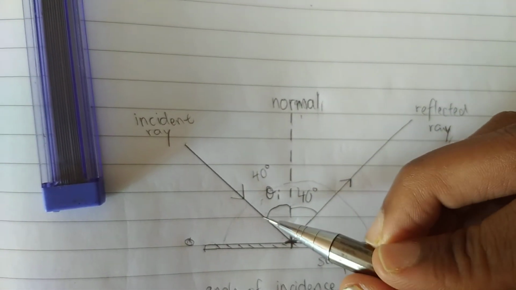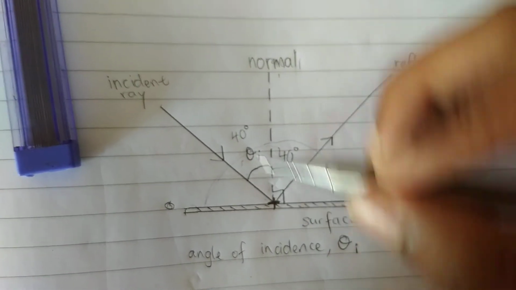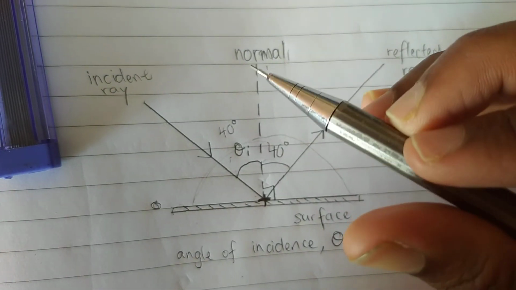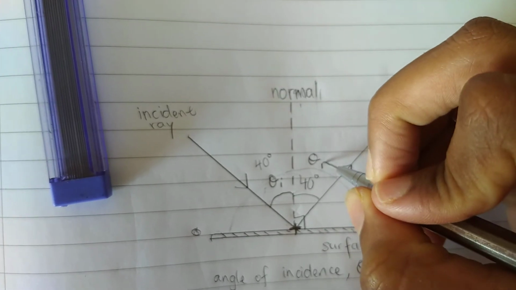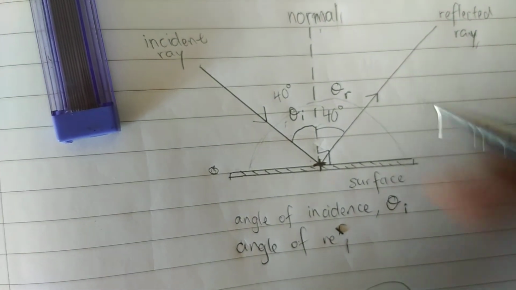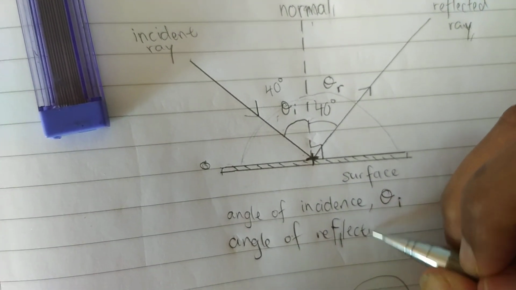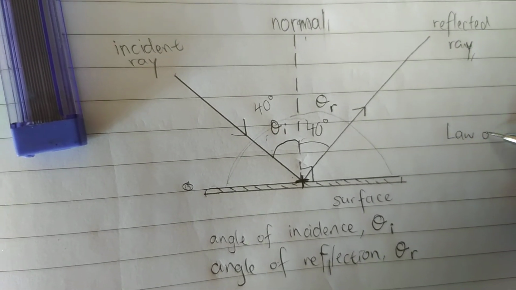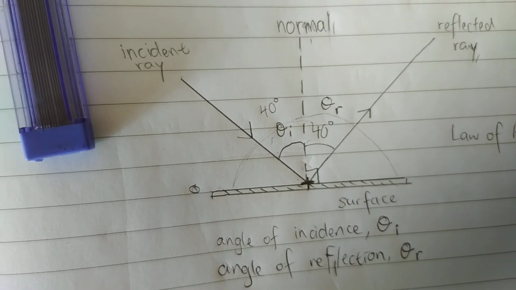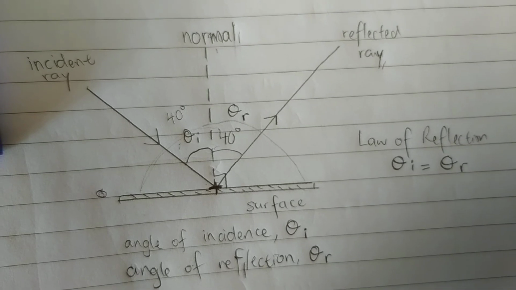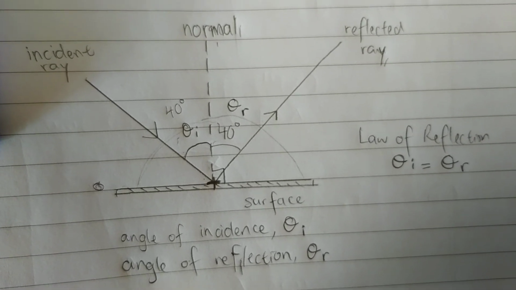Okay, and if this is the angle of incidence, then the angle between the reflected ray and the normal will be called the angle of reflection. Angle R. Which is why the law of reflection states that the angle of incidence is equal to the angle of reflection. This is in your slides, I think the third slide for part 2.